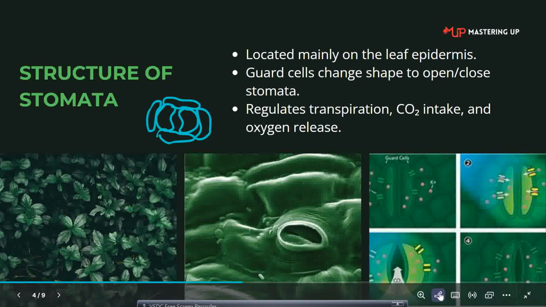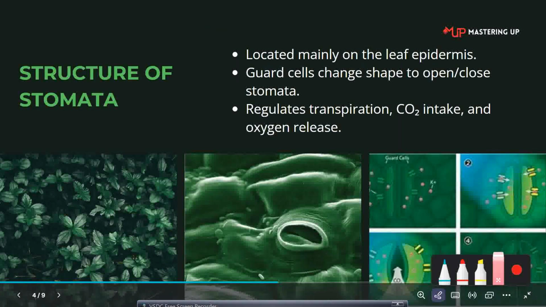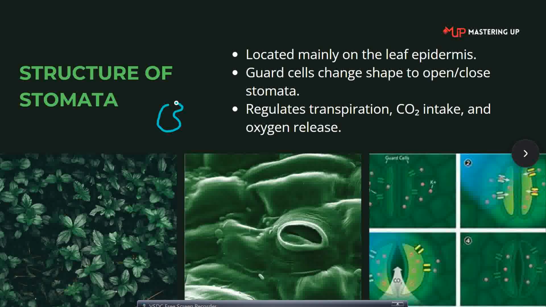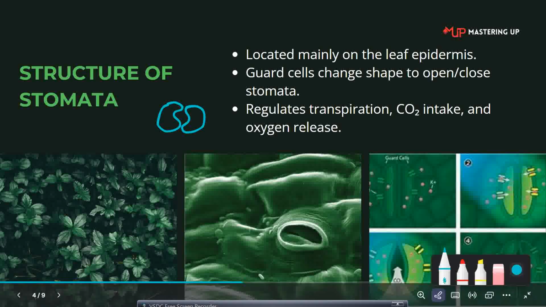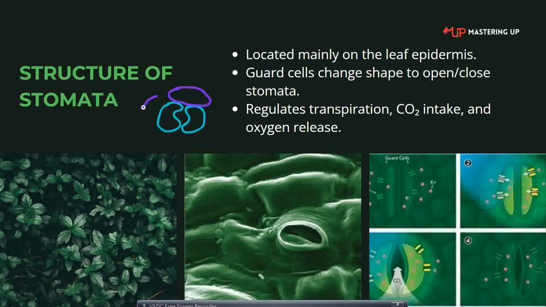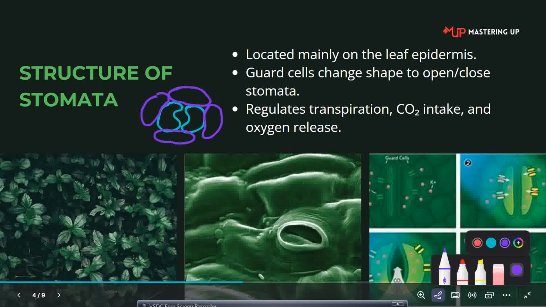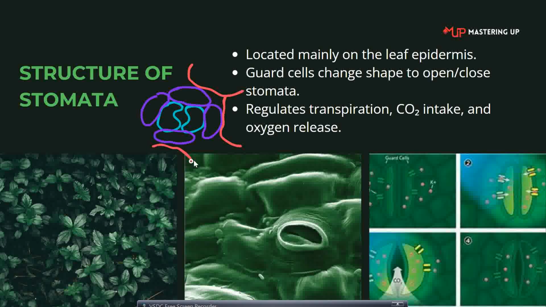Okay, we can use different colors for different parts. First, we will draw the guard cell with blue color. Just remember those colors I am using. Guard cells. We have two guard cells, and then we have subsidiary cells. Now after the subsidiary cells we have epidermal cells. Epidermal cells are the cells present on the surface of the leaf. They are simply like this. Epidermal cells are present surrounding this.